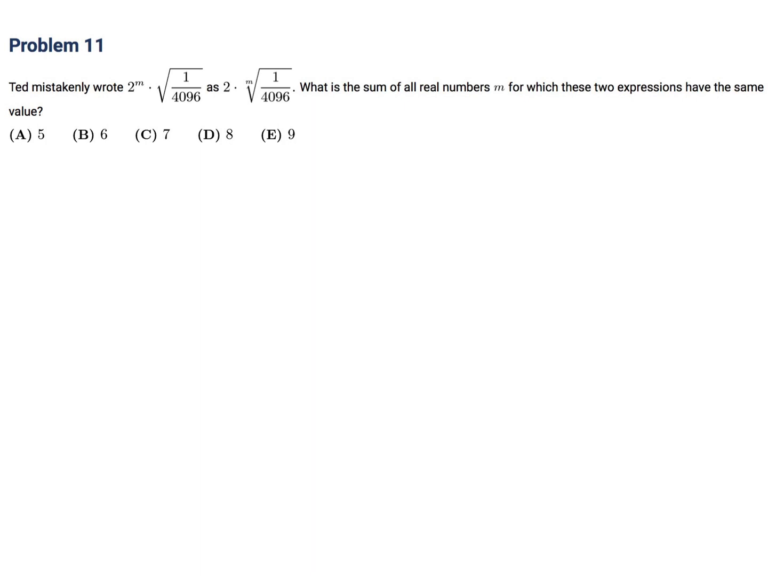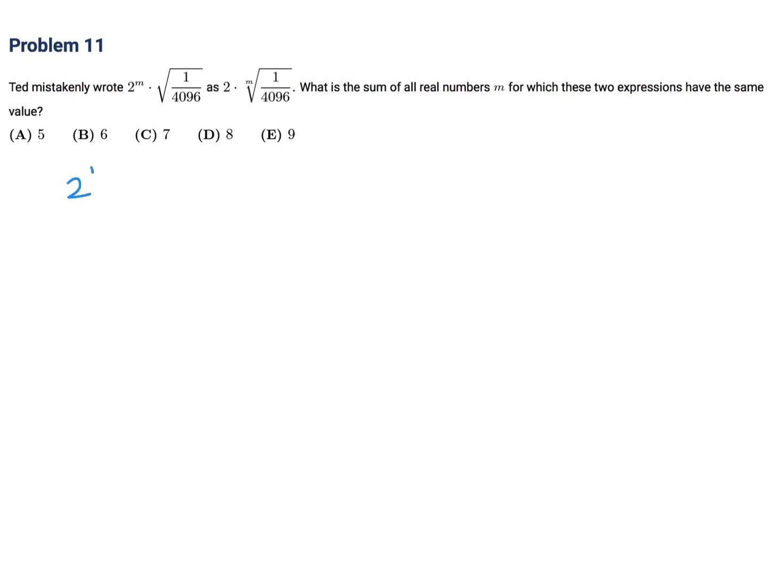Ted mistakenly wrote 2 to the power of m times the square root of 1 over 4096 as 2 times the m-th root of 1 over 4096. What is the sum of all real numbers m for which these two expressions have the same value?